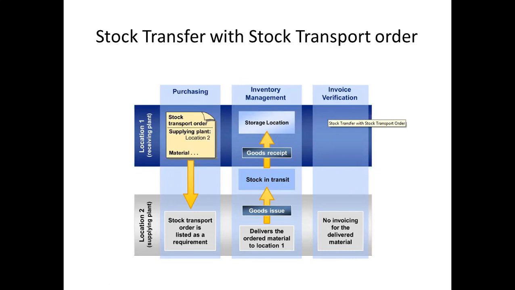Ma'am, one question. You are telling there is no invoice from this plant to that plant, from location 2 to location 1. So there will be no invoice. Then how will they come to know? In the previous slide you told me that with the invoice only we are verifying the purchase order and goods receipt. Invoice verification depends upon the three receipts. Here, if there is no invoice, how will they come to know?